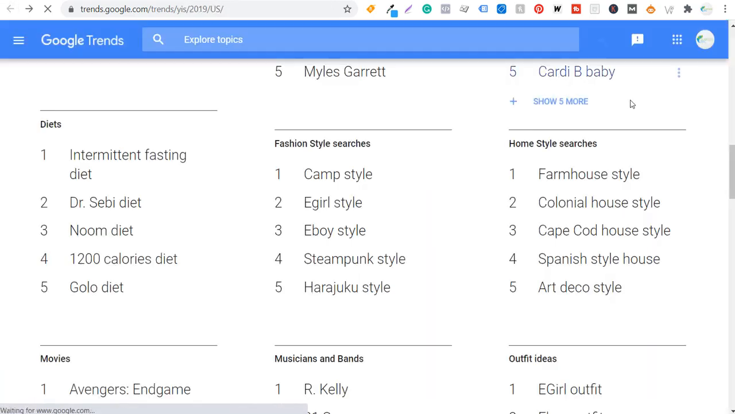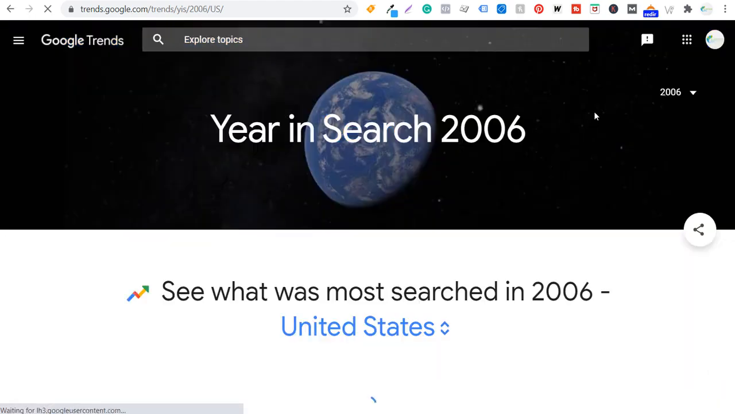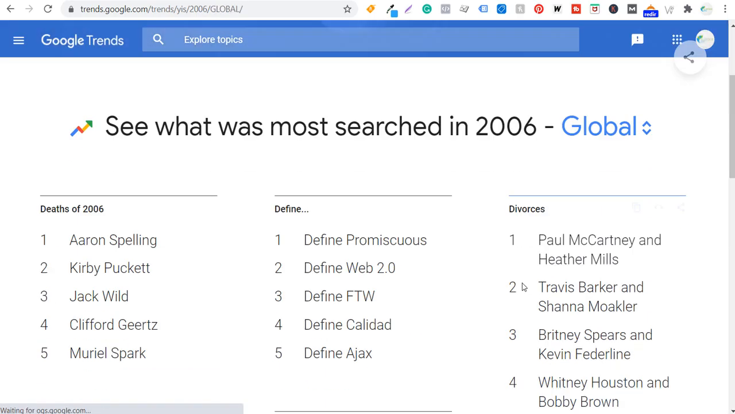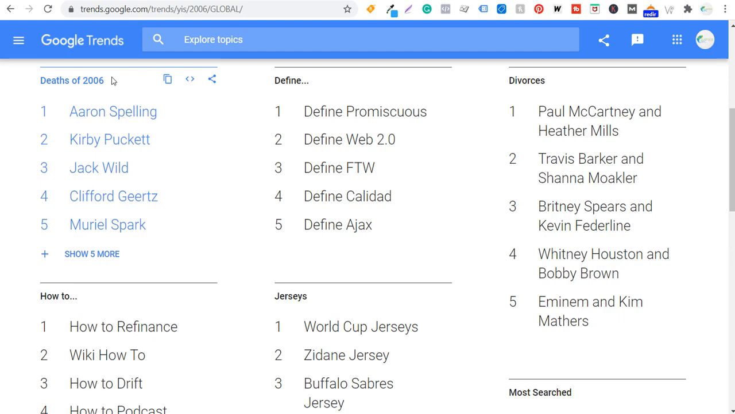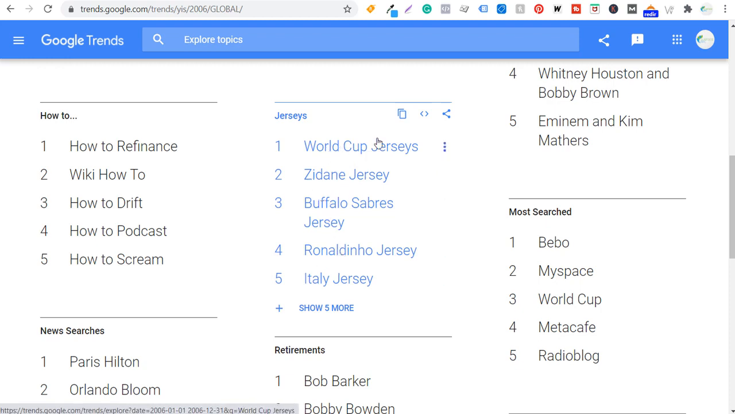So what we'll do is we'll come to the top and we'll go to, let's go 2006, and we'll look at global. So what was searched the most in 2006 global? So you can see, unfortunately, deaths in 2006, define what people were actually looking up, define, divorces, how to. So one of the funny things here is they have how to podcast. I'm sure that's probably one of the main things that people have searched last year and into this year. So jerseys, so there must have been a World Cup this year, because you can see Ronaldinho, Zidane, Italy jersey, World Cup jerseys, most searched. So you can see the most searched topics here.